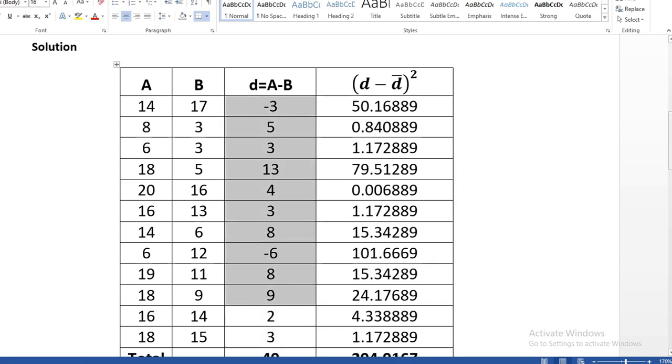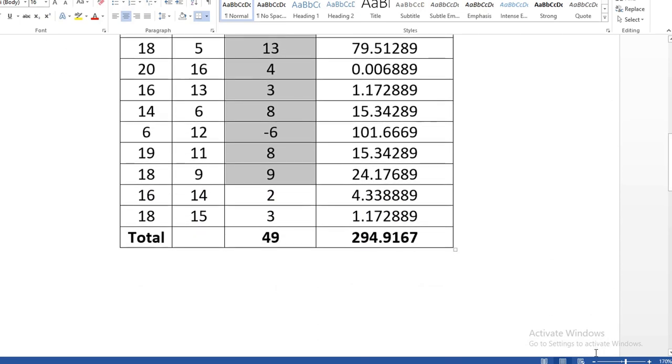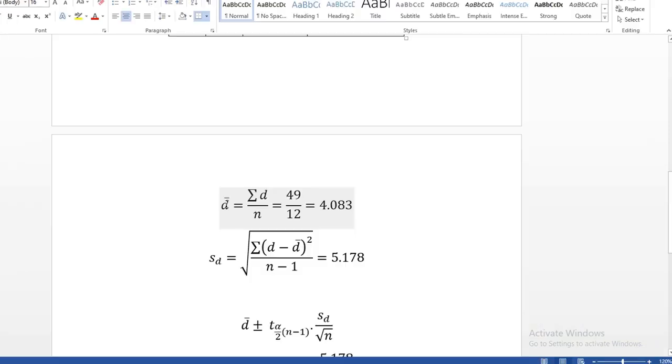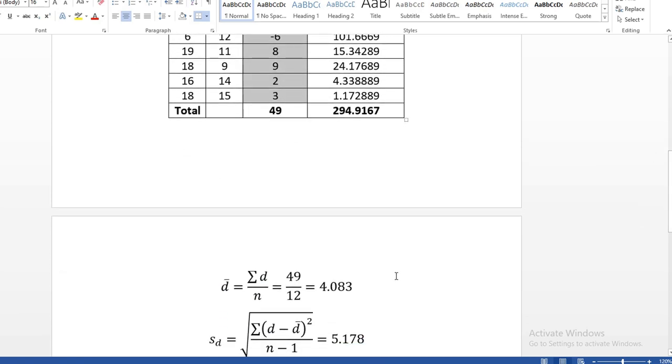And what is the formula? D minus D bar. Why do we use D minus D bar? Remember for the confidence interval, we need the mean of differences and the standard deviation of differences. Remember x bar is equal to summation x over n. Here we have to use D bar. D bar will be equal to summation D over n. To calculate summation D, we take the sum of all these values and divide by the number of observations. There are 12 observations, so dividing by 12 will give us 4.08.